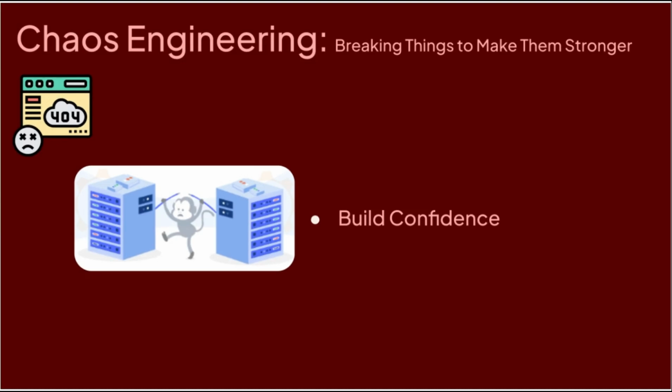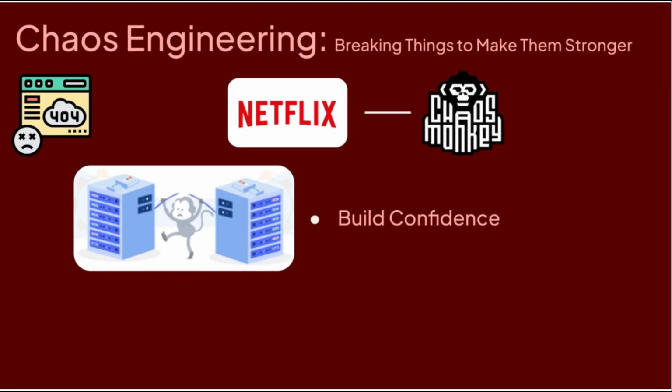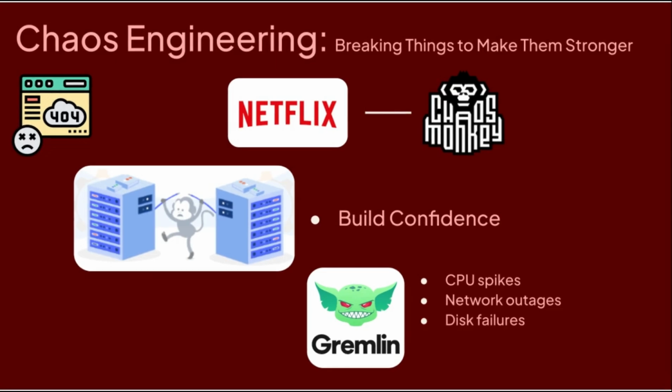One of the most famous examples comes from Netflix. They built a tool called Chaos Monkey, which randomly shuts down servers in production to test whether the system is resilient. Other tools like Gremlin let you simulate CPU spikes, network outages, and disk failures. The idea is to discover weaknesses before your users do, so you can fix them proactively. Chaos engineering helps you prepare for the worst, so your users always get the best.